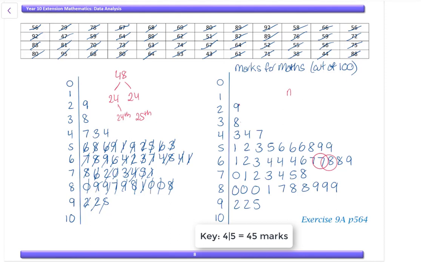So I've run out of room, so I'm just going to write median here is going to be equal to 67 plus 68 divided by 2, which is 67.5 marks is our median mark. And we could also comment on our distribution here and see that we do have a slight tail down the negative end. So complete exercise 9A on page 564 of your textbook.